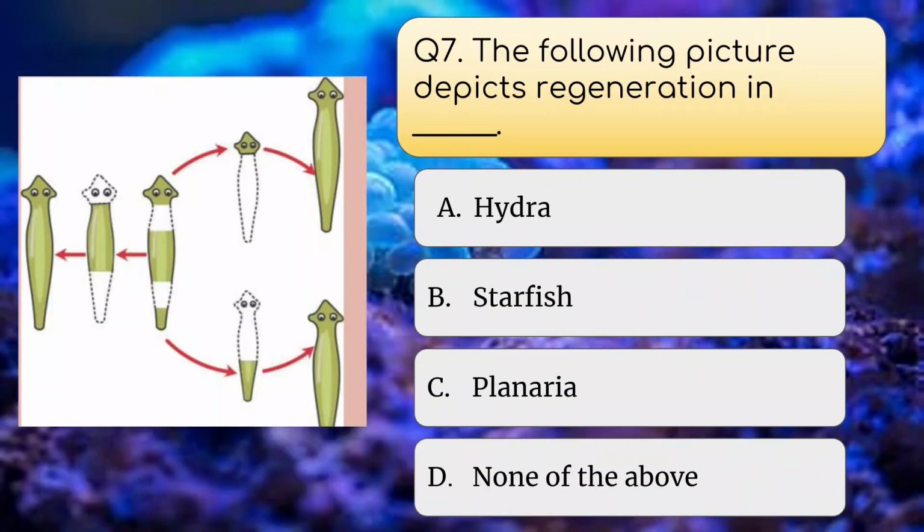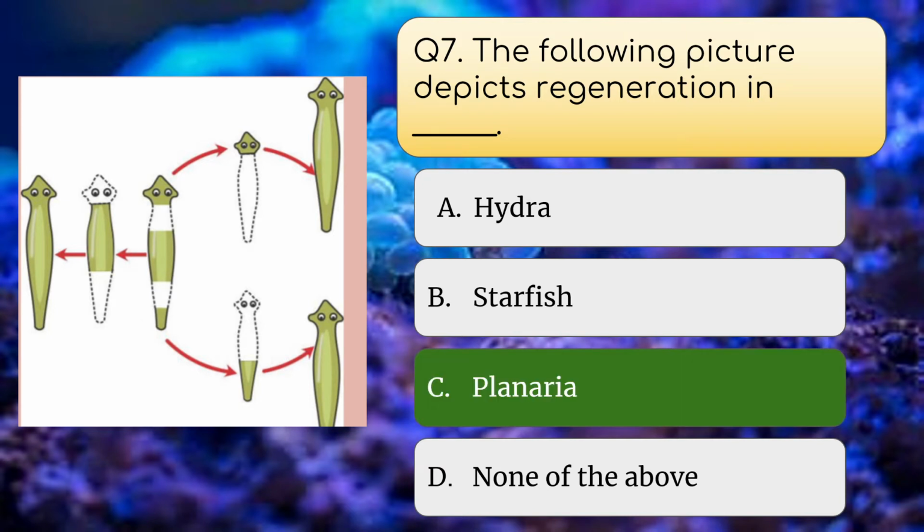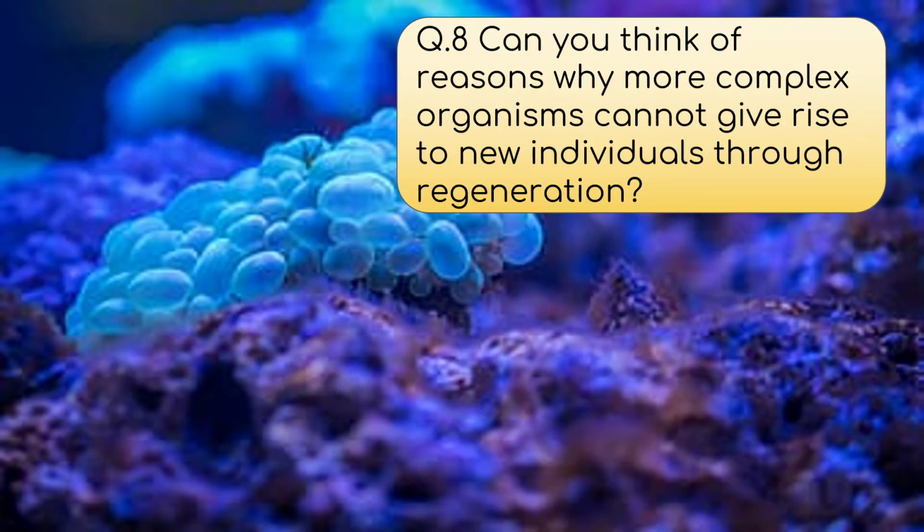Now, just have a look at the picture. The following picture depicts regeneration in dash. Hydra, starfish, planaria, or none of the above. It's easy. And your time's up. It is planaria. Planaria, when cut into pieces, regenerates into new organisms.